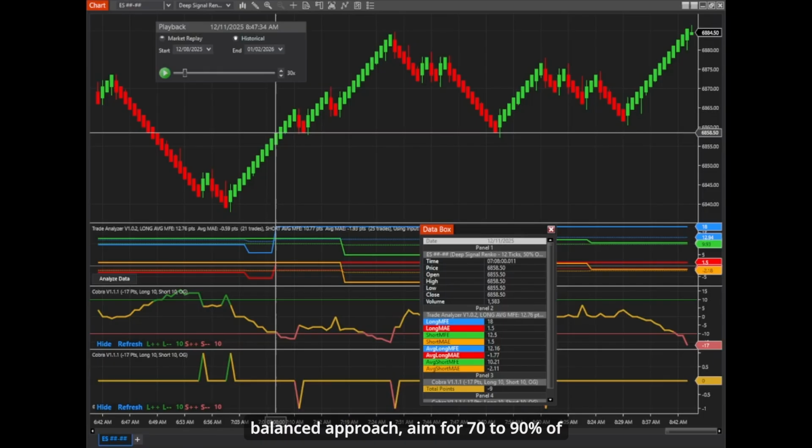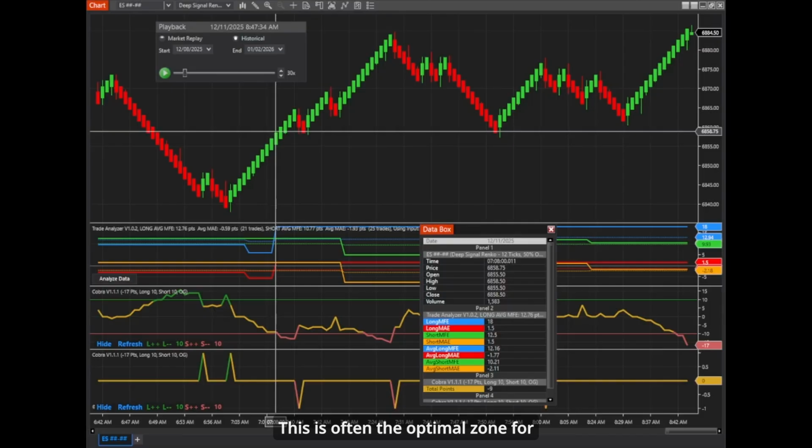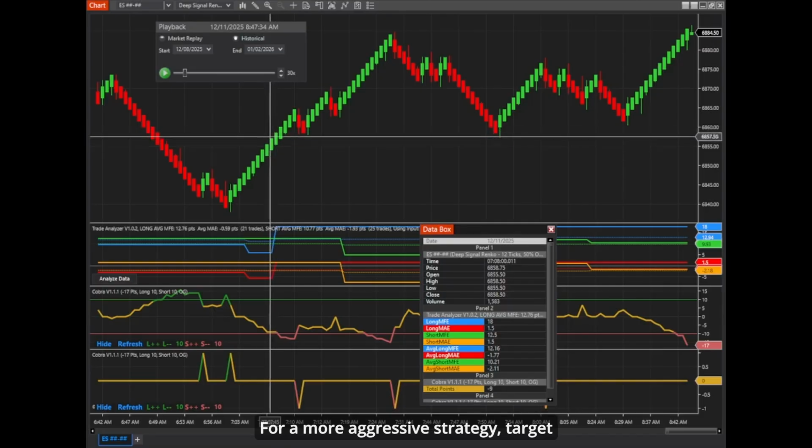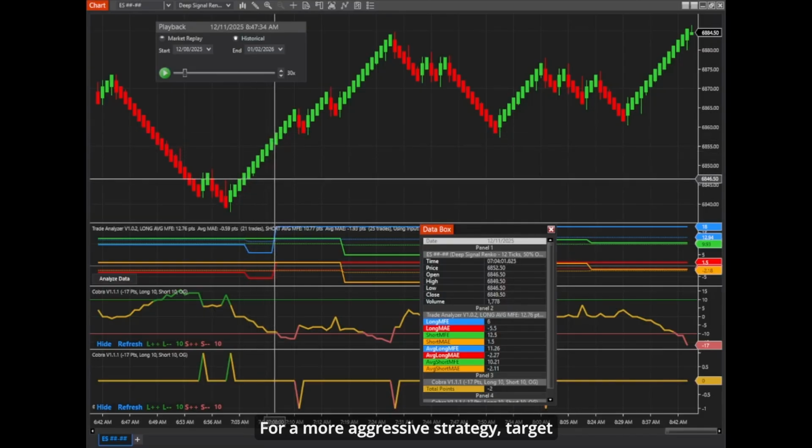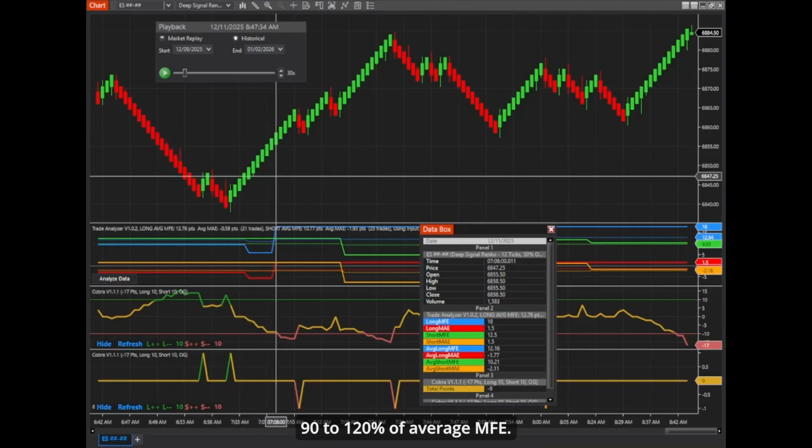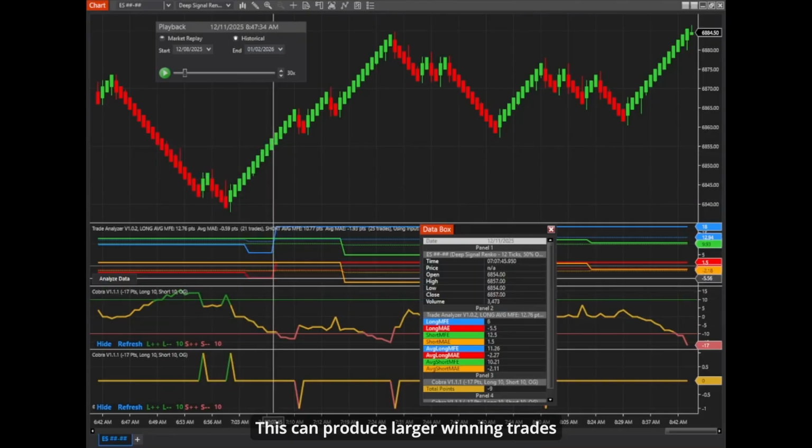For a balanced approach, aim for 70 to 90% of average MFE. This is often the optimal zone for maximizing expectancy. For a more aggressive strategy, target 90 to 120% of average MFE. This can produce larger winning trades, but with a lower win rate.